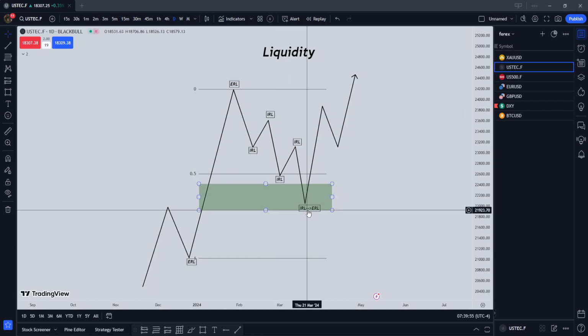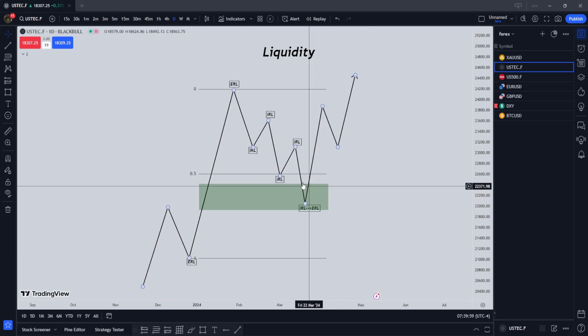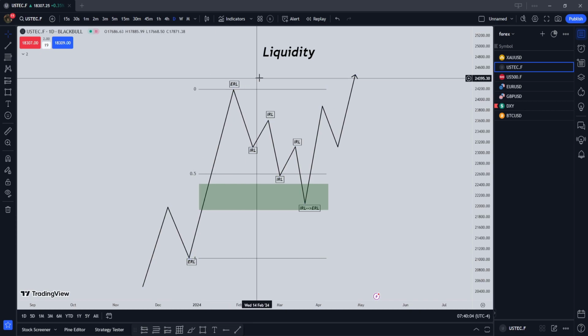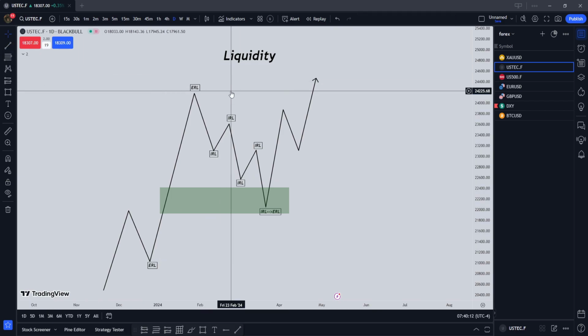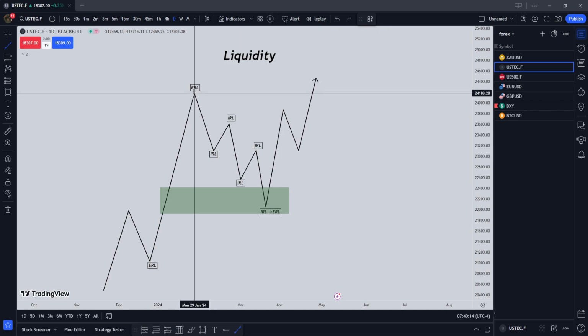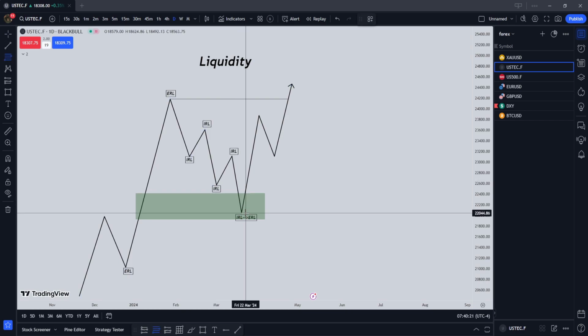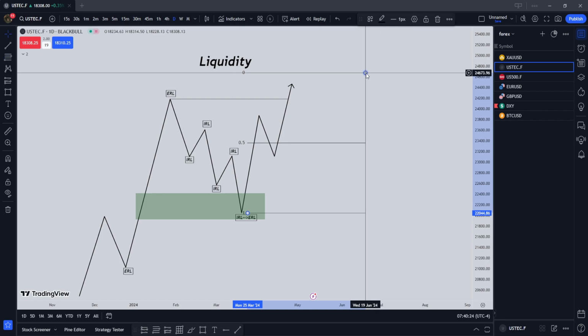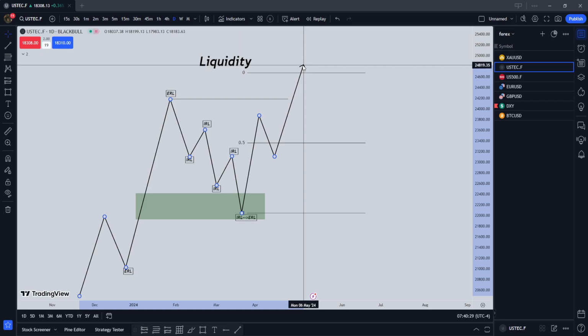So we retraced into this fair value gap. This is your internal range liquidity as well. After retracing to this, price expands into the external range liquidity. After we break the high of this external range liquidity, from this low to the high that we make up here is our next external low and external high.